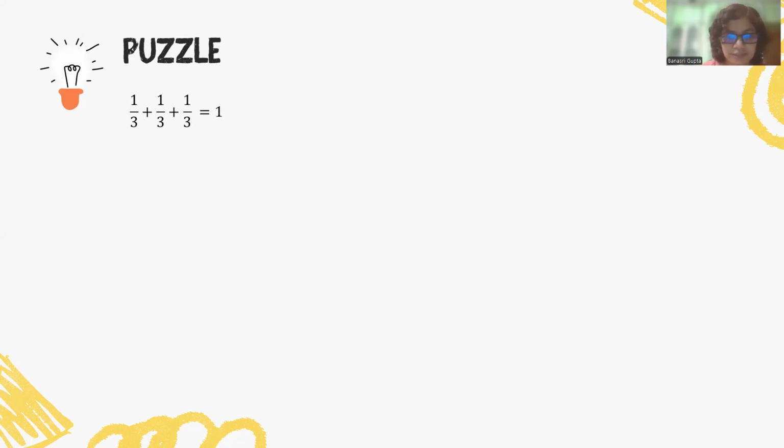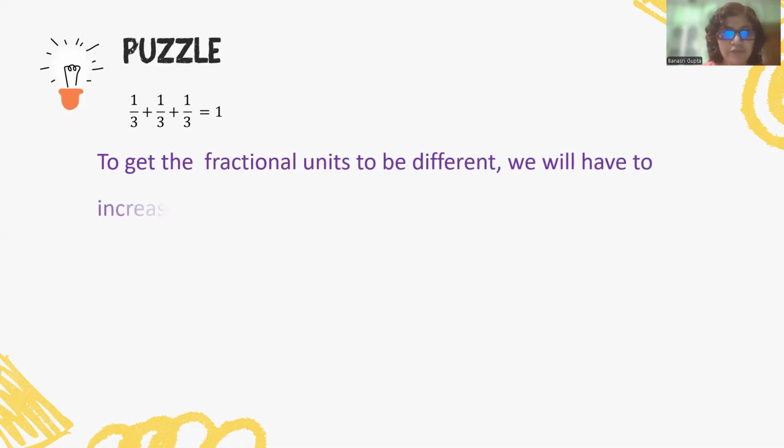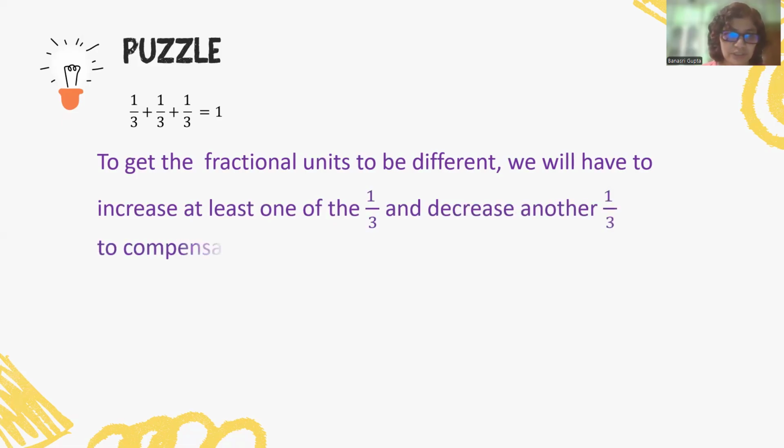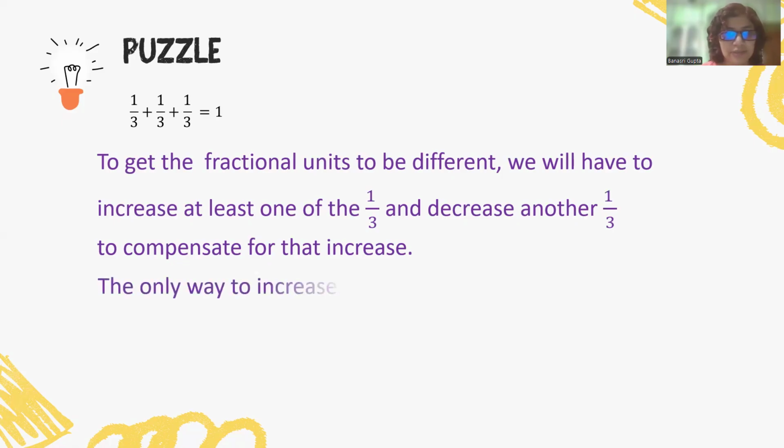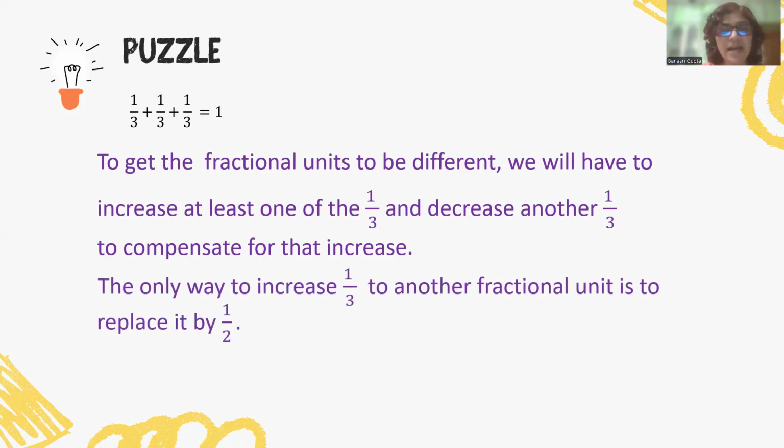So this is the starting point. 1/3 written 3 times is equal to 1. To get the fractional units to be different, we will have to increase at least one 1/3 and decrease another 1/3 to compensate for that increase. So how do we increase 1/3? There is only one possibility. The only way to increase 1/3 to another fractional unit is to replace it by half. So now the first unit is half.